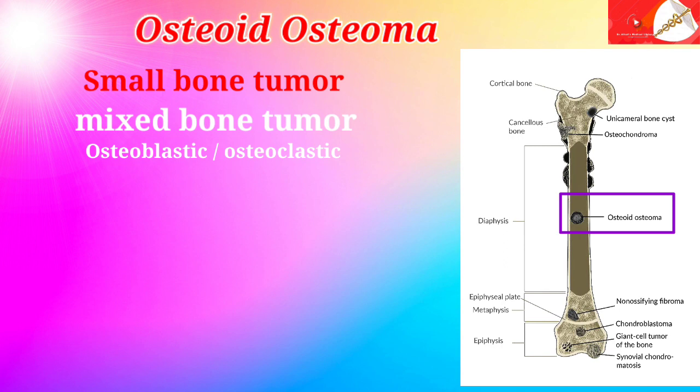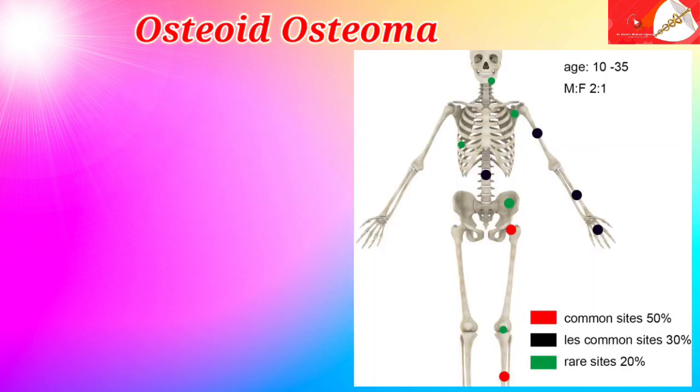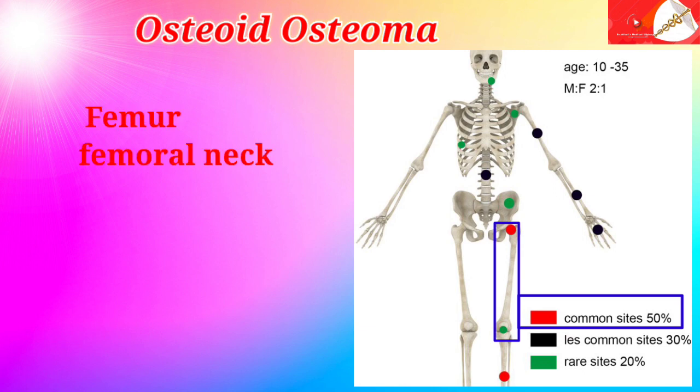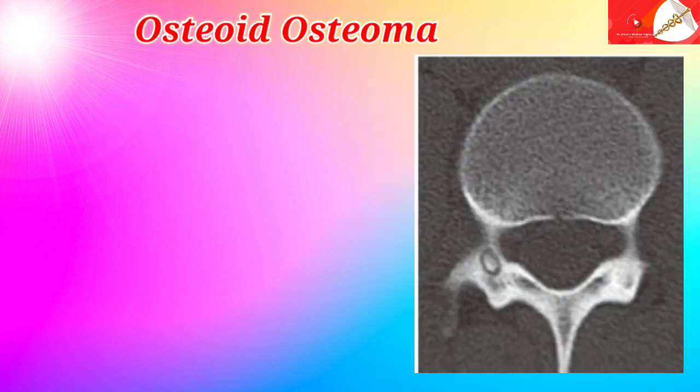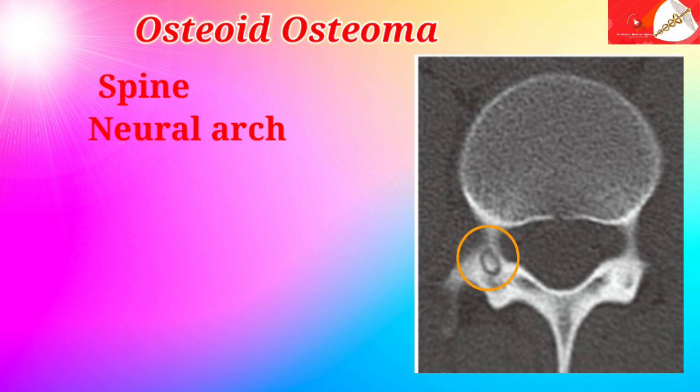Though it's also called a bone forming tumor, osteoid osteoma typically occurs in the cortex of the diaphysis of long bones, and at least half of all cases occur in the femur, especially the proximal femur and femoral neck. When the spine is involved, the tumor is situated in the neural arch and not in the vertebral body.